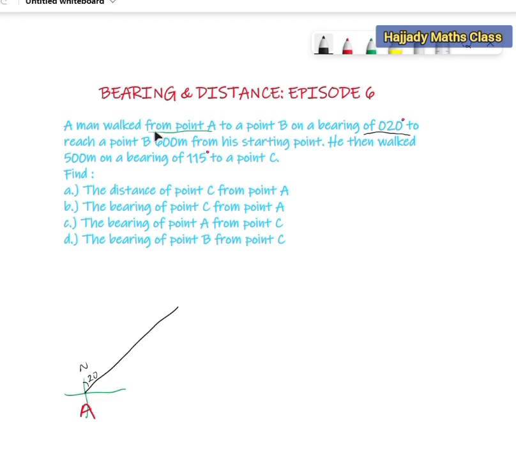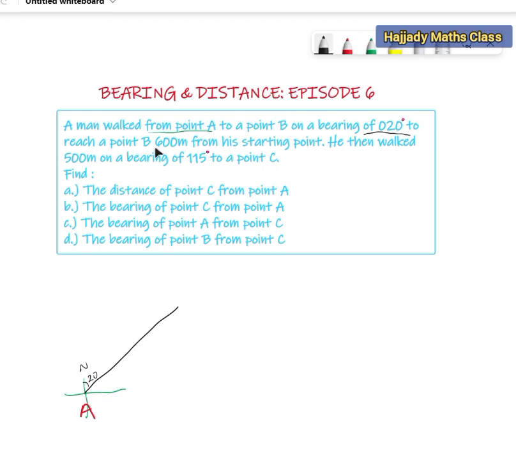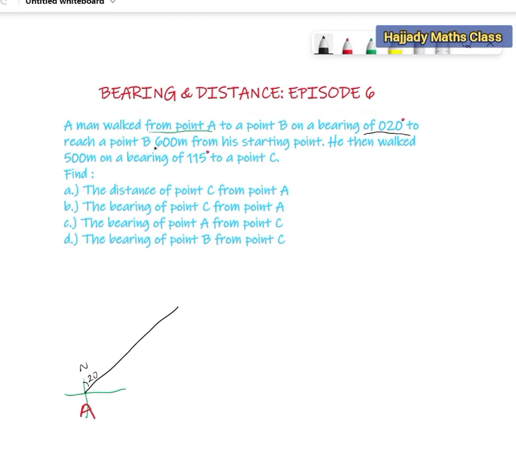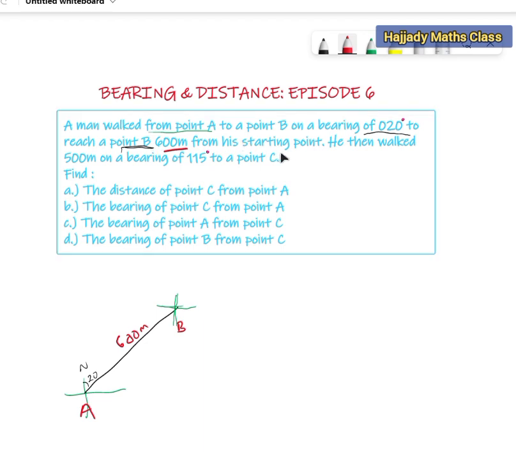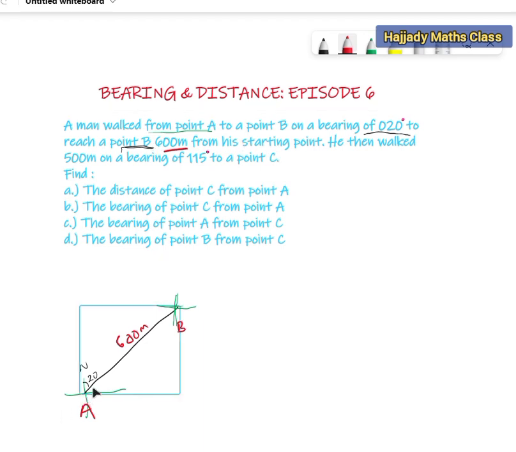To reach a point B. To reach a point what? Point B. Let me underline that too. So that means I'm going to have my point B here. This is my point B. From the start, 600 meter. So that means this is going to give me what? 600 meter from its starting point. This is the starting point, which is A.